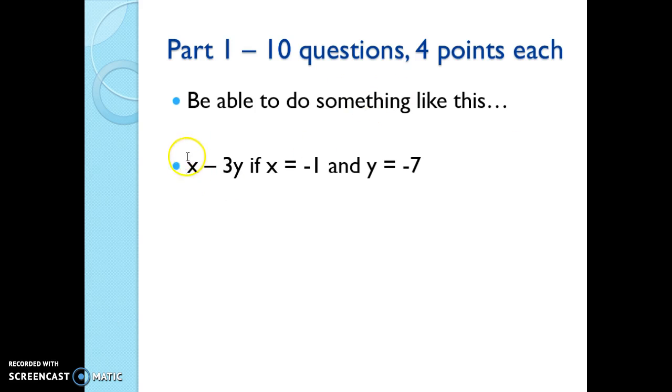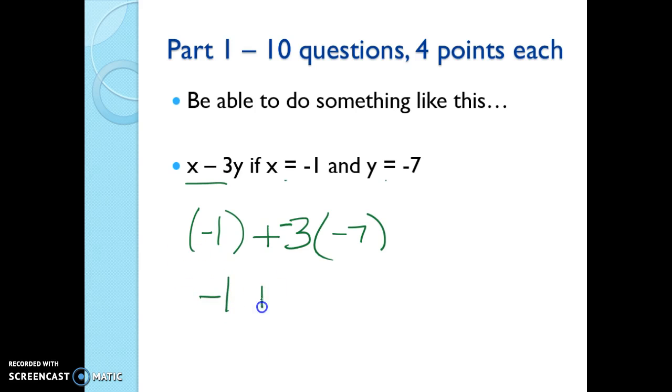For example, if you're given an expression like this and told that x and y equal this, be able to insert and simplify. So let's plug and chug. Instead of writing x, I'm going to write -1. Instead of writing y, I'm going to write -7. Remember, when we subtract, it's the same thing as adding the opposite. So -1 plus, what's -3 times -7? A positive 21. -1 plus 21 gives us a total of 20.